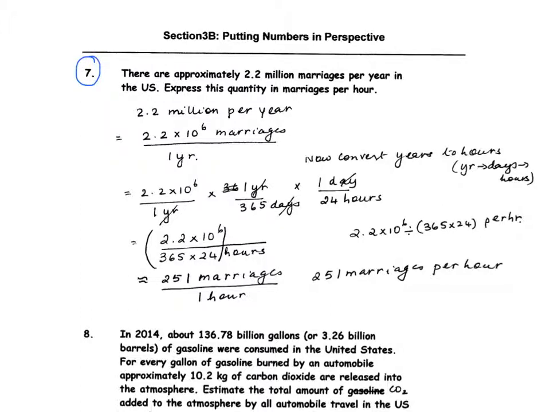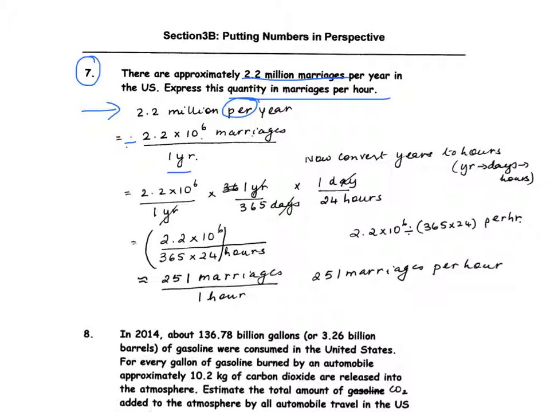There are approximately 2.2 million marriages per year in US. Now, it's really hard to imagine this large scale of numbers, 2.2 million marriages per year. Maybe it'll make a little more sense to us if we express this quantity in marriages per hour. Let's just think about this. 2.2 million marriages per year is the same as 2.2 times 10 to the 6, 10 to the 6 is a million, marriages per 1 year. So the word per translates to division by 1 year.